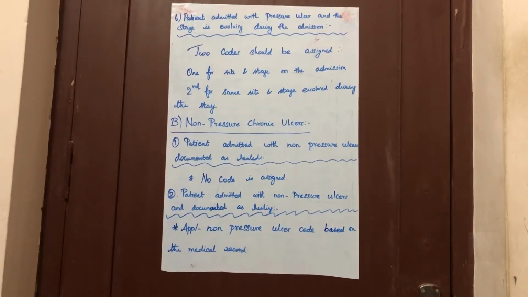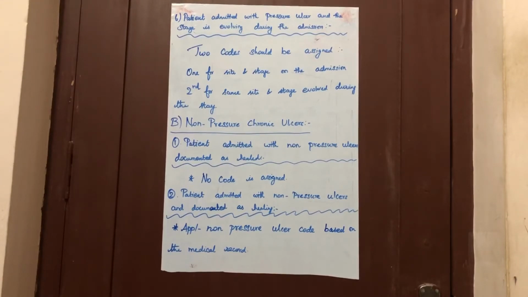Like if the admission is for 4 days, the patient is admitted with a pressure ulcer on the leg and first stage pressure ulcer, then we have to give one code for pressure ulcer on the leg and the first stage at admission time. The first code is for that and the second code is for the same site where the stage evolved during the stay. Like the stage goes to the 4th stage, then we have to give the same site, the second code for the same site on the leg.